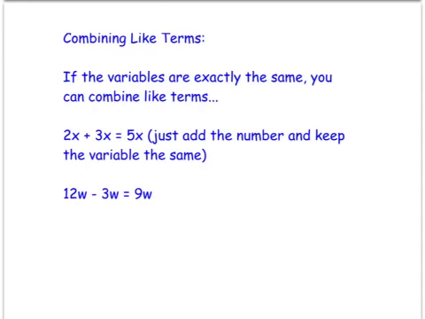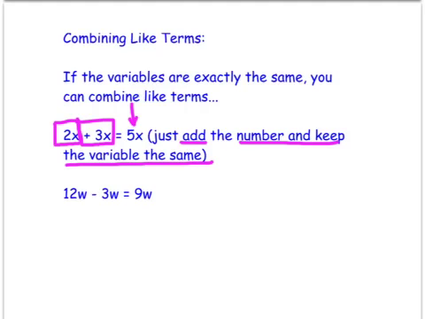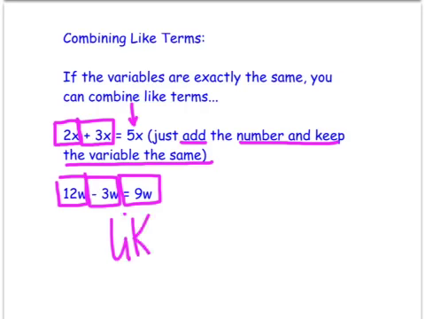Okay, so just to review what we talked about. It says, if the variables are exactly the same, you can combine like terms. So 2x and 3x equals 5x. If I was using my little box and circle method, I'm going to use this purple 2x plus 3x, and that gives me 5x because I just added the number and I kept the variable. So if I was to do 12w minus 3w, I'd get 9w because those are like terms.